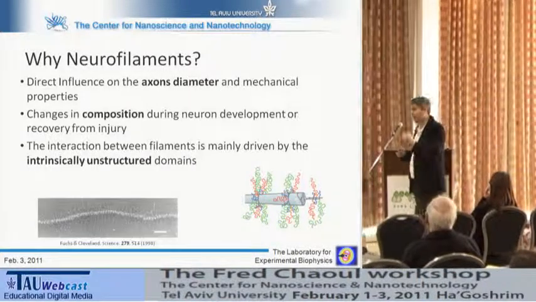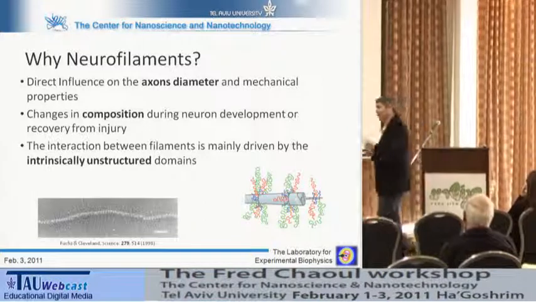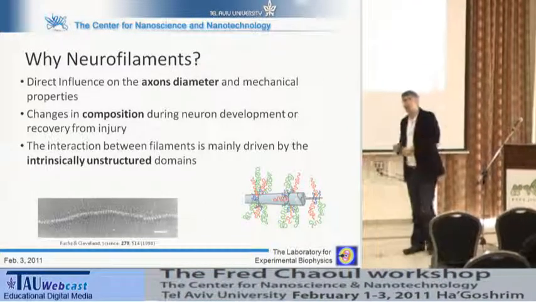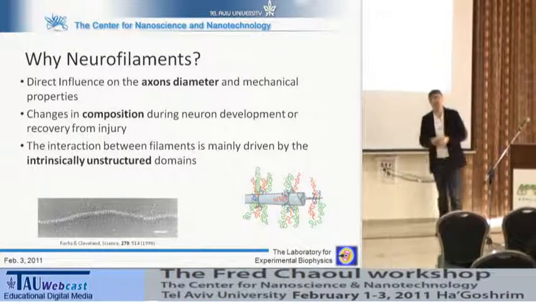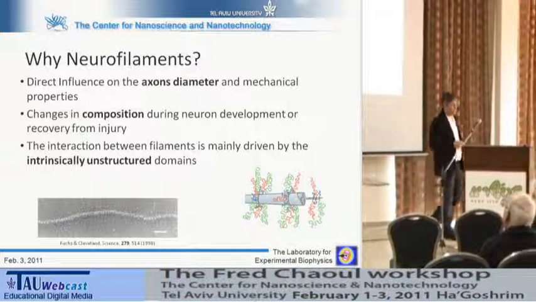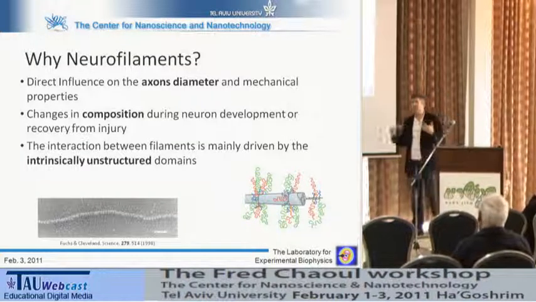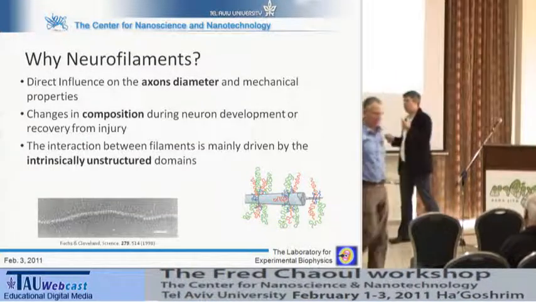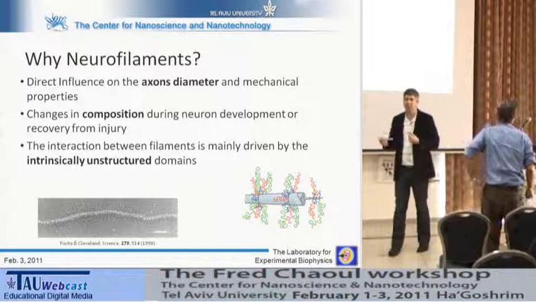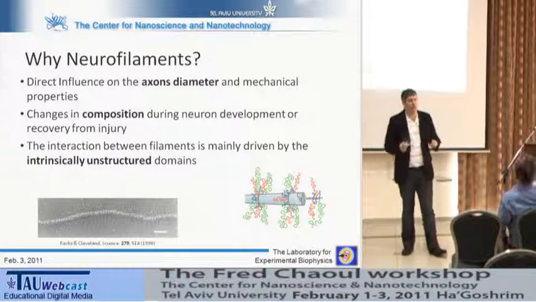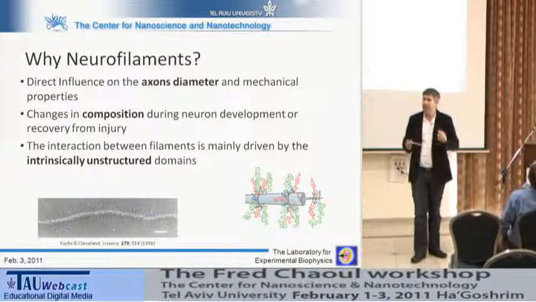If the diameter is smaller, then the resistivity is higher, and then you cannot have transmission of the electrical signal as efficient as you want. Another thing which is very interesting is that the composition of the building blocks of this filament is changing, either after an injury, but also during development.